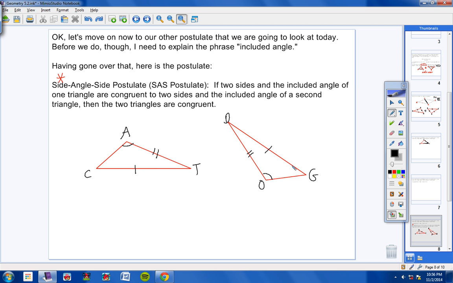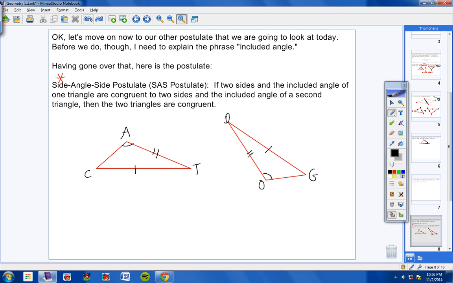Over here you would have side, then a side, then an angle. Or if you wanted to, you could say that you have angle, side, side. Either way, angle, side, side, or side, side, angle is not the same thing as side, angle, side. So don't try to prove that two triangles are congruent when you have a situation like this, okay? You can't do that, all right?